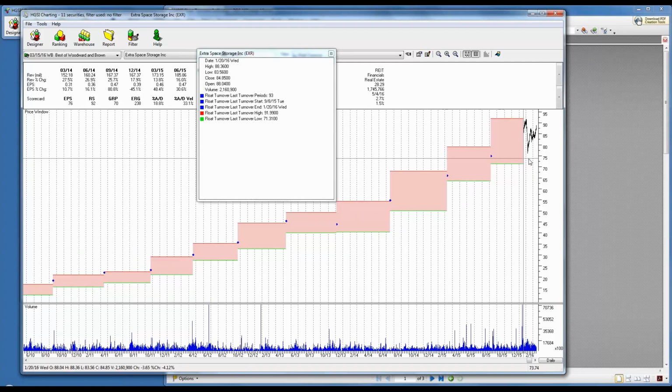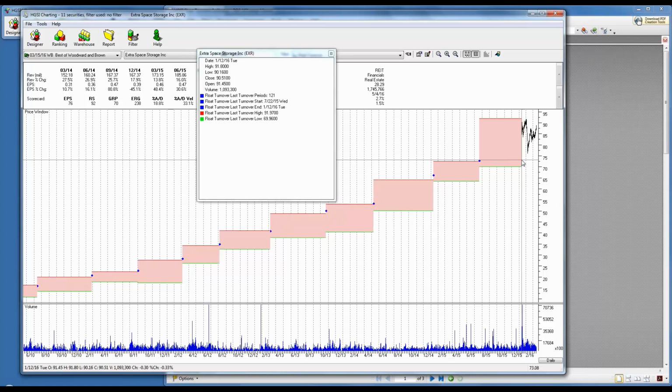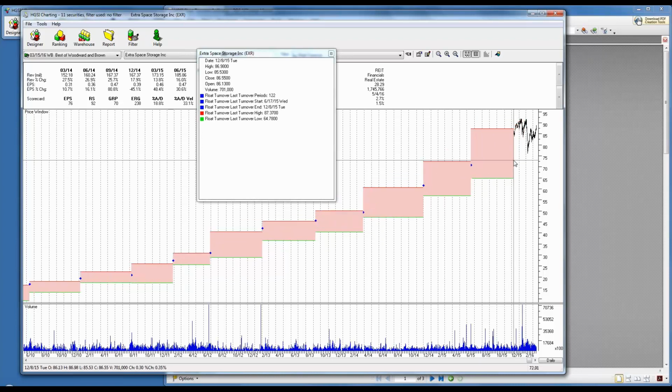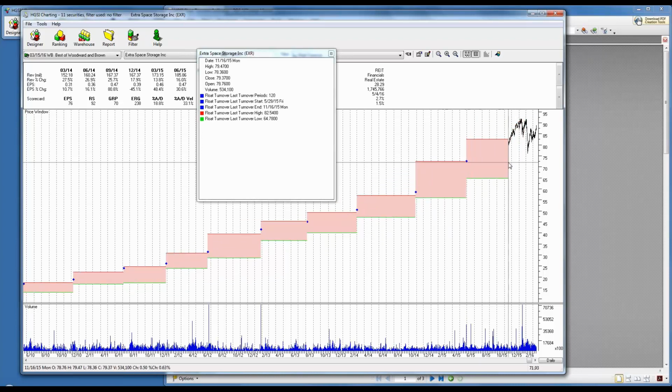And you can see here, when you put the crosshair near the end of the chart, there isn't enough volume in the days remaining to turn over the float. And so another turnover box is not drawn until you move the crosshair back far enough so that a full turnover appears there.